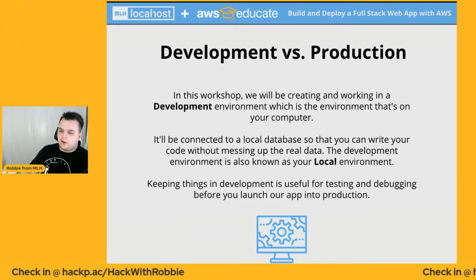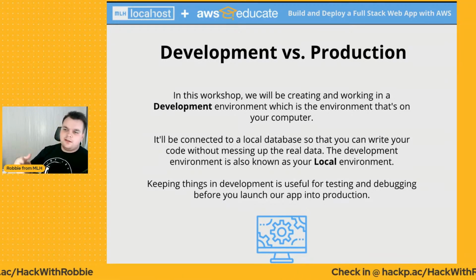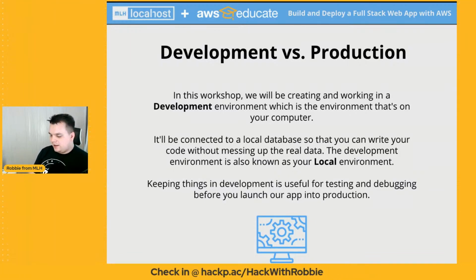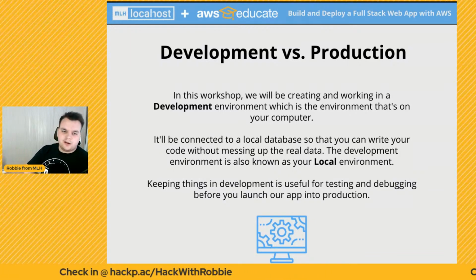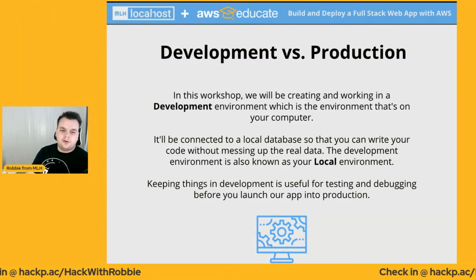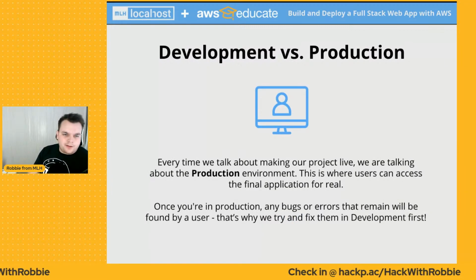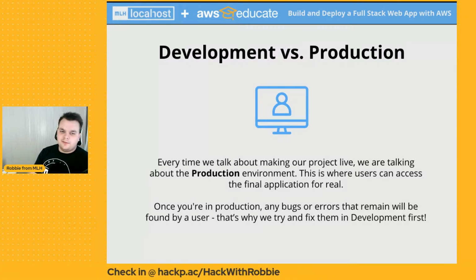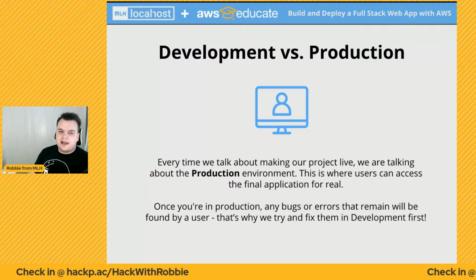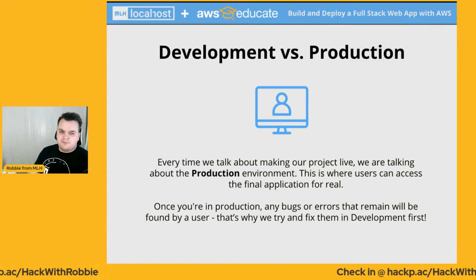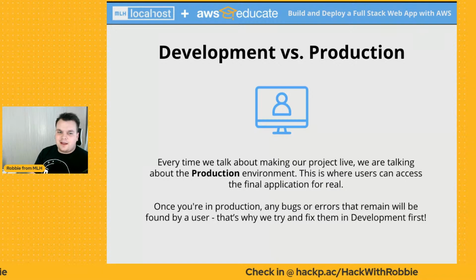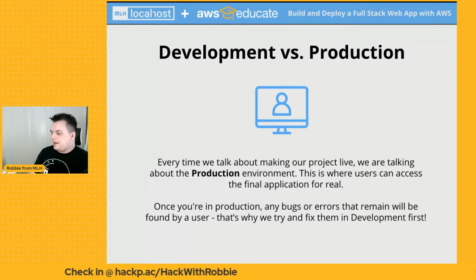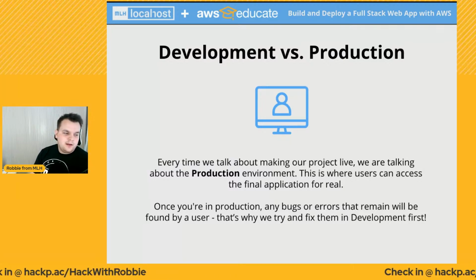So you'd always write your code for a development environment, test it, fix bugs, test it, fix more bugs, test it, fix more bugs. And then once it's tested and ready, you would put it into production, which is when it's ready for the world to consume. So every time we talk about making our project live, we talk about the production environment. This is where users can access the final app for real. So when you're in production, any bugs or errors can be found by a user. And that's why we try and fix bugs in development first before they actually get into production.